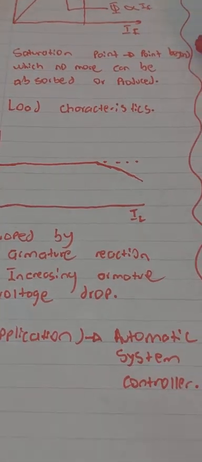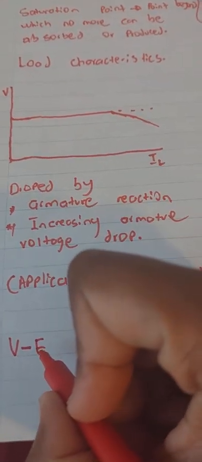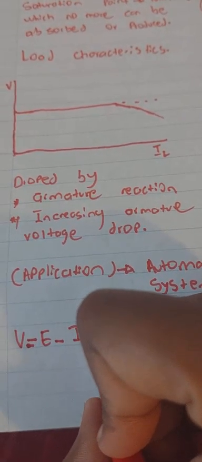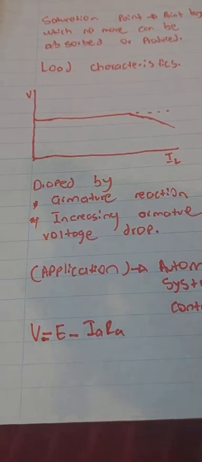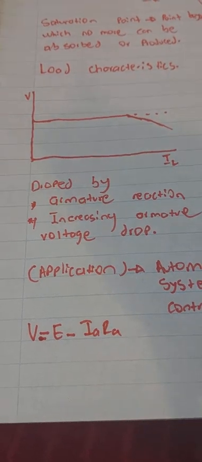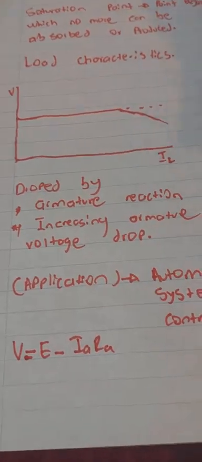Okay, guys, and this is very important. This formula: V is equal to E minus IA RA. This is the armature current and this is the armature resistance or resistor. It's very important when it comes to separately excited generators, guys, and that is all about separately exciting generators. And now we move on to self-exciting generators.